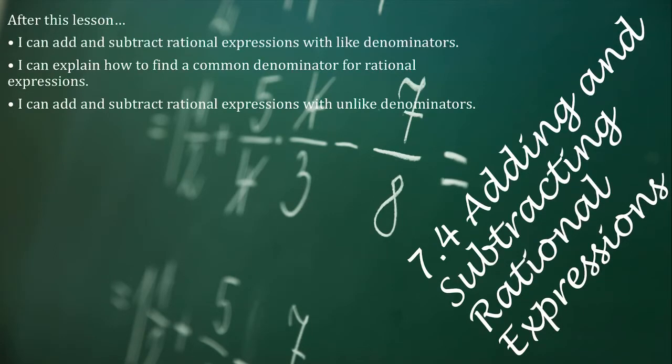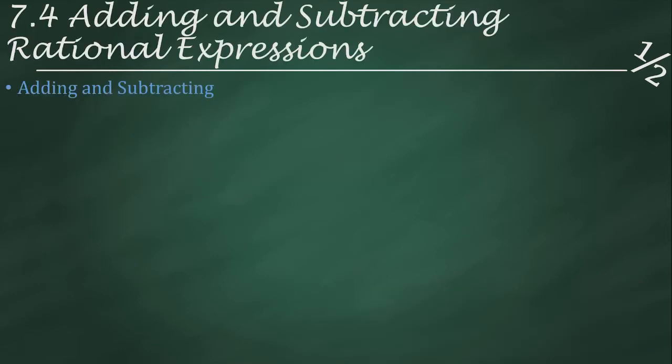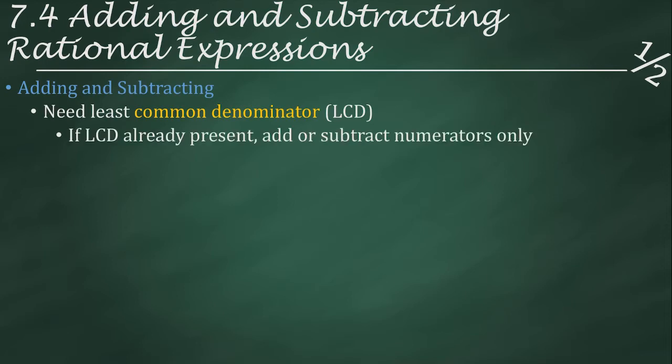Lesson 7-4, Adding and Subtracting Rational Expressions. So to add and subtract fractions, remember rational expressions are fractions. You need the least common denominator, or LCD. If that's already present, you just add or subtract the numerators only.